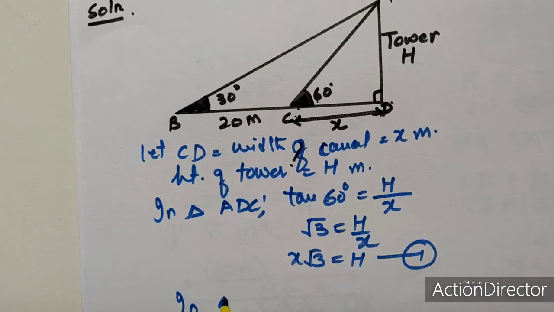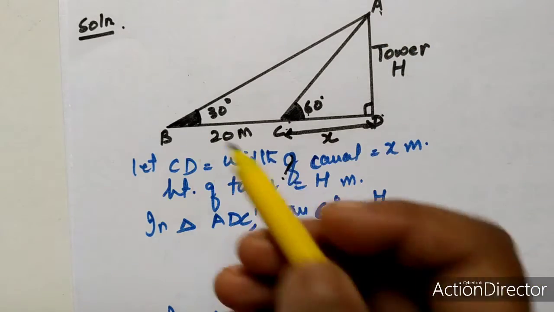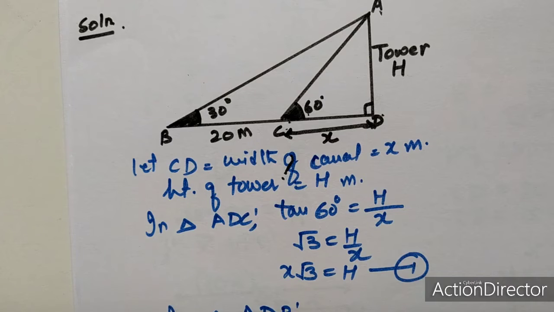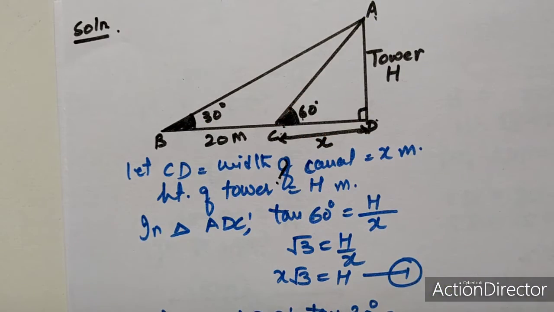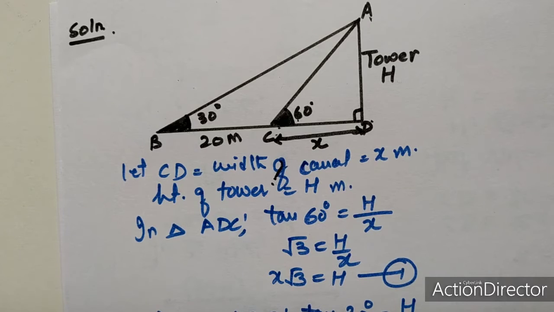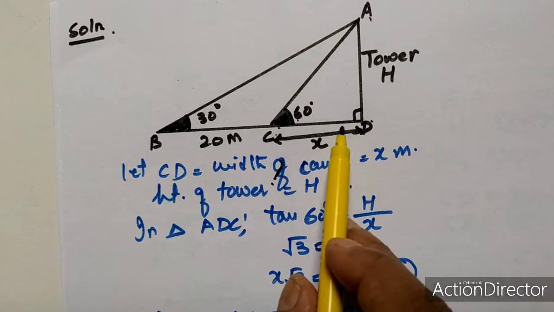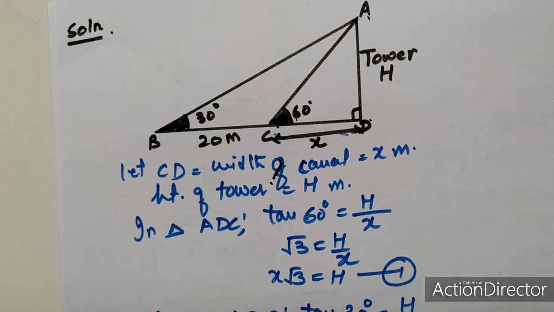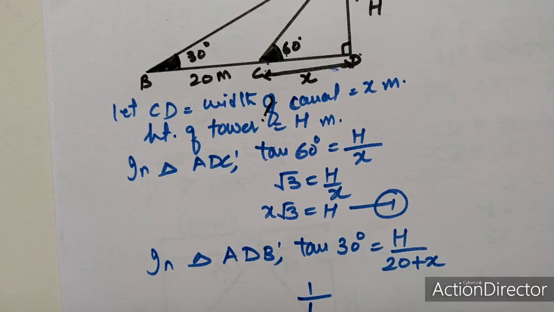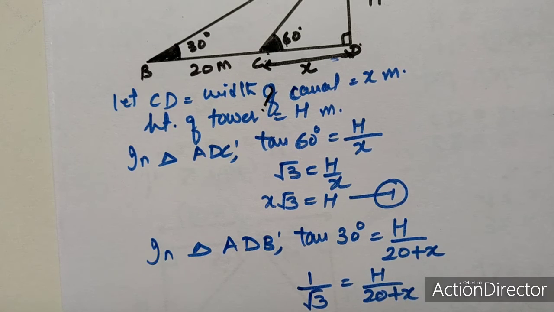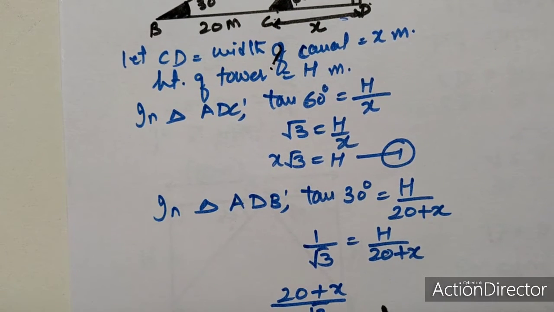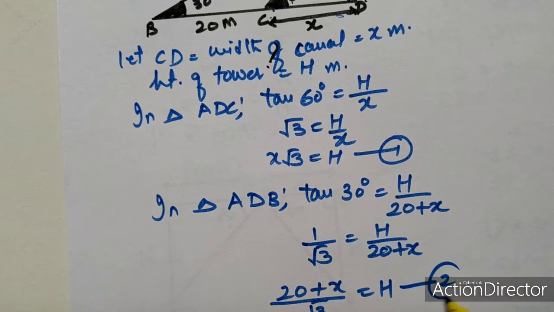On the other hand, again we are going to take a right angle triangle ADB. We are going to write angle 30 degree, tan 30, because we are considering this angle for the bigger right angle triangle. Tan 30 is equal to capital H upon 20 plus X. Total base will be 20 plus X. Tan 30 is 1 upon root 3, so 1 upon root 3 is H upon 20 plus X. Again do the cross multiplication to get the value of H. 20 plus X upon root 3 is equal to H. This is equation number 2.